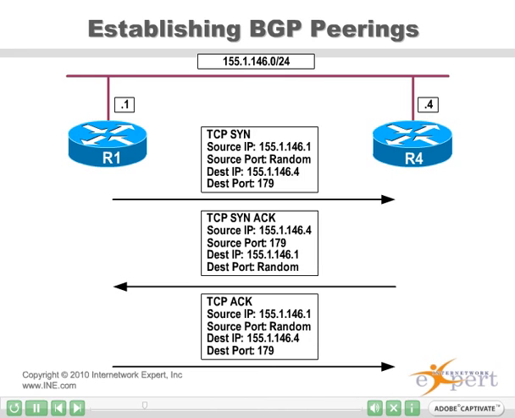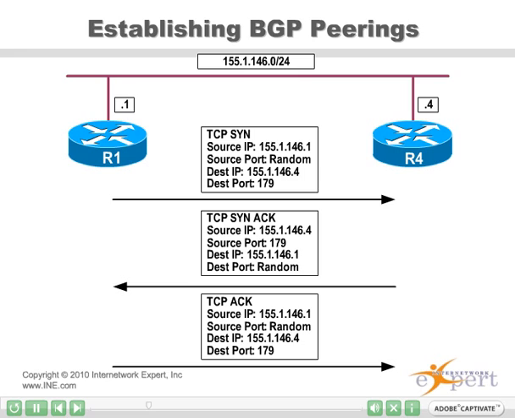Because R4 is sourcing the traffic from 179, we can think of it as the server in this client-server relationship. The destination IP address is that IP specified in the neighbor statement, and the destination port is the random port that R1 specified. Notice to close this handshaking process, R1 responds from its source address and its random source port destined for R4's 179 port, and they happily engage in their BGP peering.